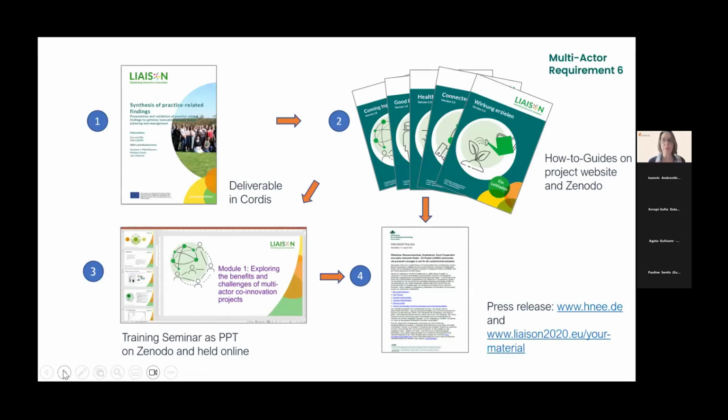An example from the LIAISON project, Agatha mentioned that. So we had our deliverable, case study results, practice-related findings. And then we translated them into 5 how-to guides, which you find also, connected partnerships, healthy partnerships, ensure impact, and so on. They are very valuable. Download them, they give inspiration also for all ongoing projects.